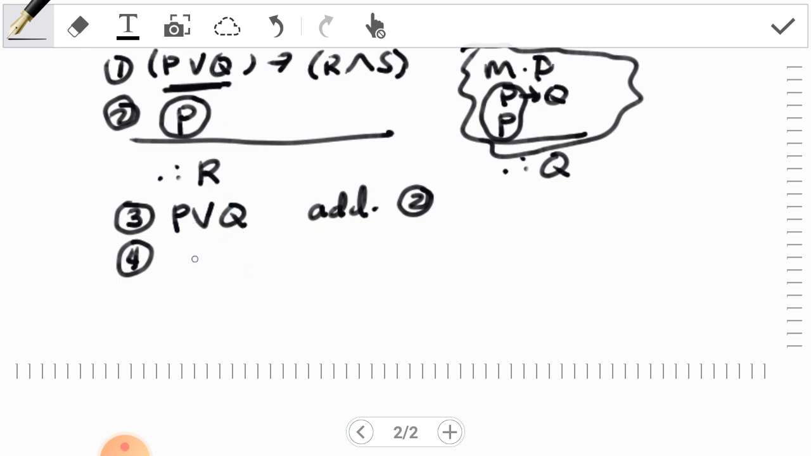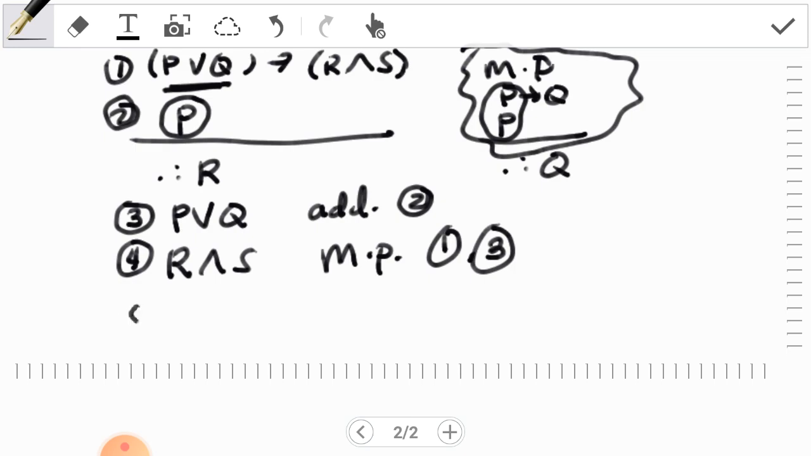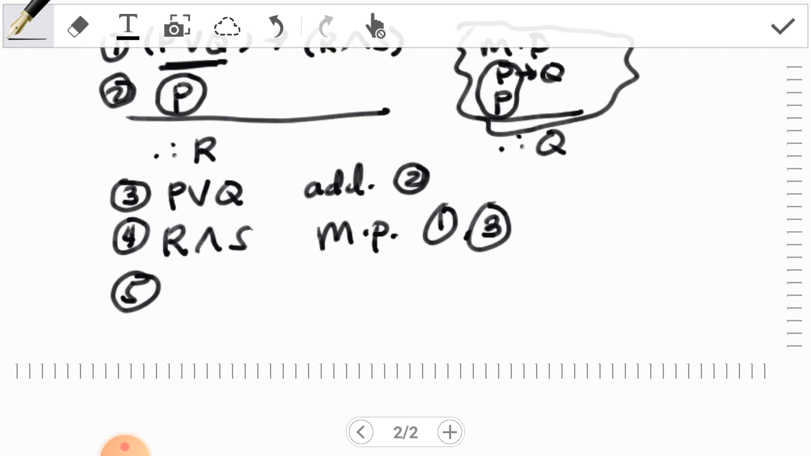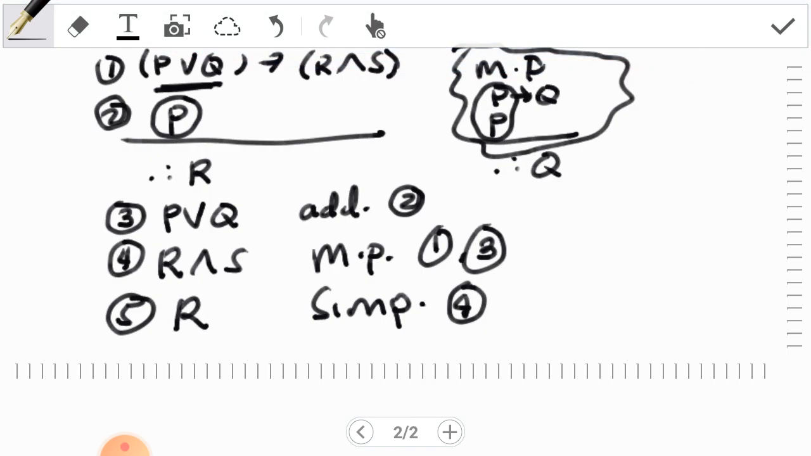Therefore, by modus ponens, this will now be R and S. Modus ponens of line 1 and line 3. Then after using modus ponens, our conclusion is R and S. This is a conjunction. We need to get rid of S. So we can just disregard S, or we remove S. That will leave us R. And this is now by simplification of line number 4. So that's the solution for number 2. So be careful with your modus ponens. Again, they must be exactly the same.